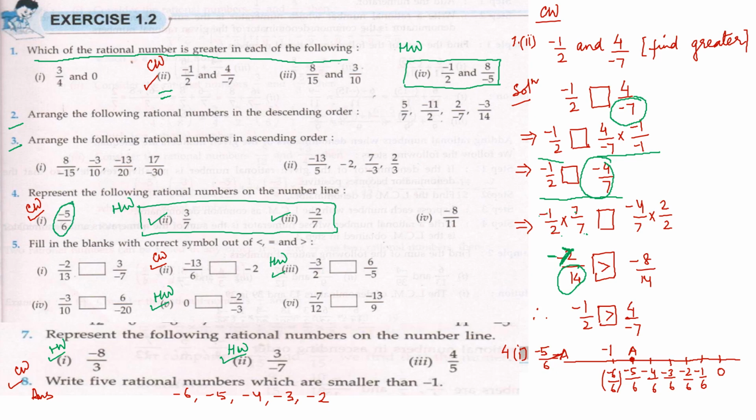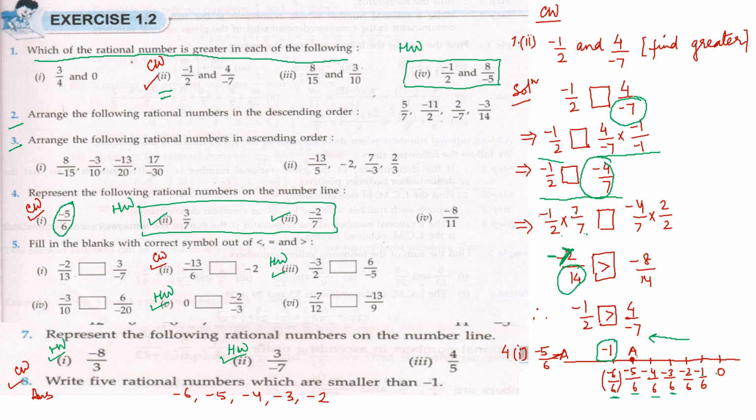So minus 5 by 6 will be on the left hand side of the 0. So 0, minus 1 by 6, minus 2 by 6, minus 3 by 6, minus 4 by 6, minus 5 by 6, minus 6 by 6. Why am I writing minus 6 by 6? Because that is equal to minus 1. Now let us give it a name A. A is equal to minus 5 by 6.